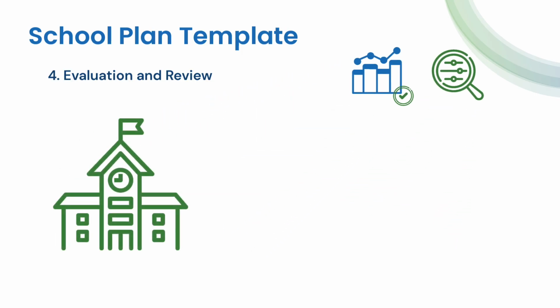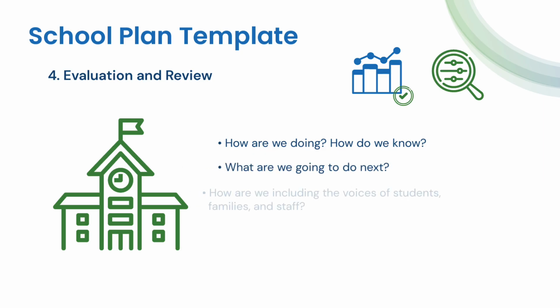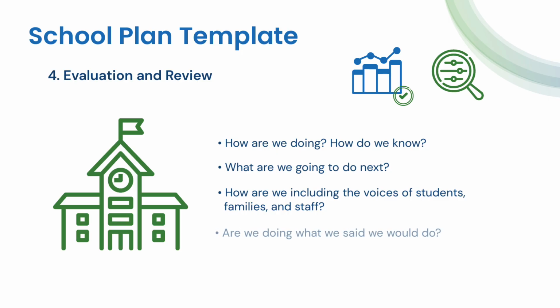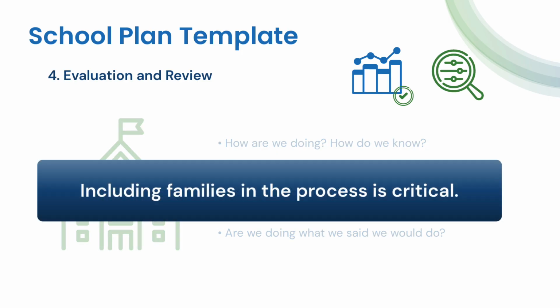Questions for reflection include: how are we doing? How do we know? What are we going to do next? How are we including the voices of students, families, and staff? And are we doing what we said we would do? Again, remembering to include families in this process is critical. When the review happens is not as important as that it happens.